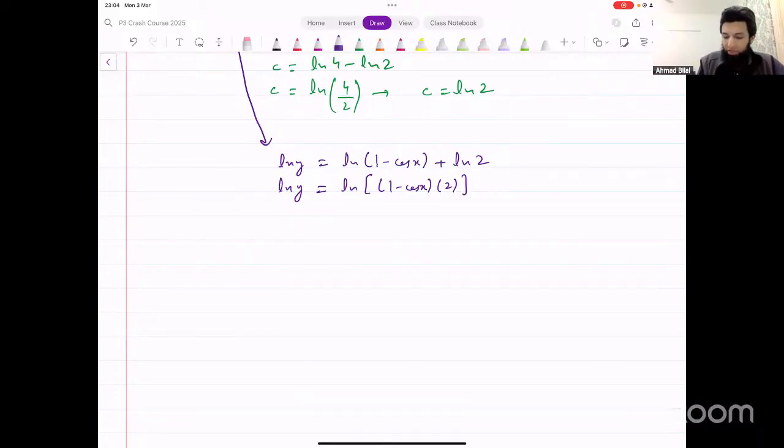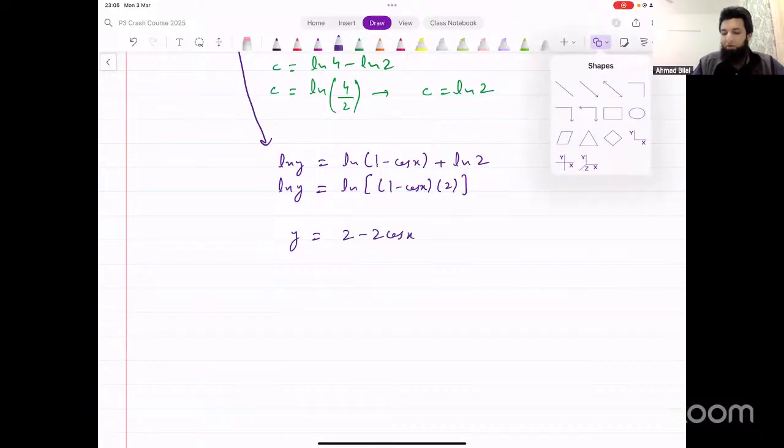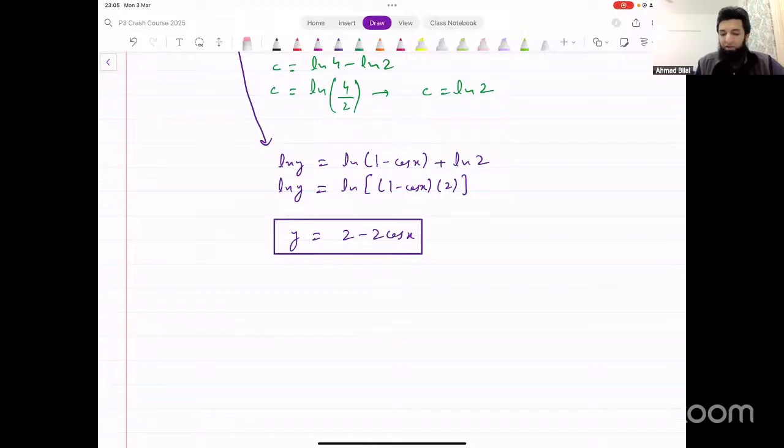That means y equals, we can get rid of the logs, right? So y equals 2 into 1 minus cos x. That's 2 minus 2 cos x. That's what we were looking for. That's the first part. This is y in terms of x. Is this all right? Any problems with this?